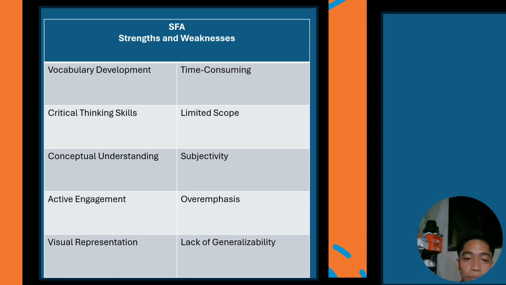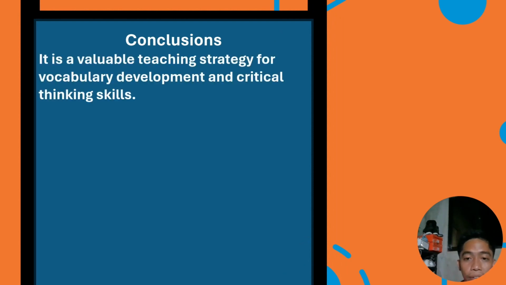Okay, so the next slide. Okay, so this is my conclusion. Okay, so it is a valuable teaching strategy for vocabulary development and critical thinking skills. It encourages students to analyze and compare the characteristics or features of vocabulary words, leading to a deeper understanding of words.